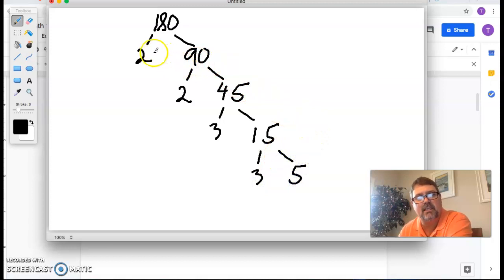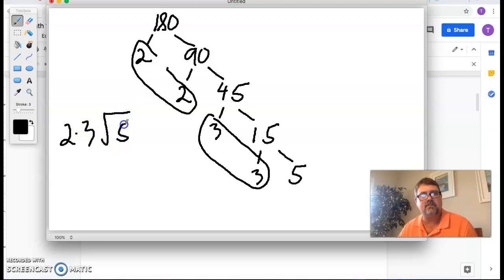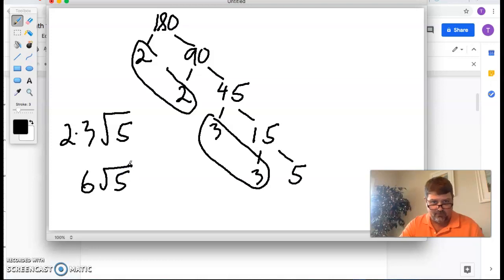Now we know we're done when the leaves of the tree, these are the leaves, are all prime. Okay, so this is done. Now we're going to circle our pairs. A pair of 2s and a pair of 3s this time. And the only thing not circled here is that 5, but he stays inside. So a 2 comes out, a 3 comes out to join it, 5 stays in. So this becomes 6 root 5. All right? And that is how we would simplify the square root of 180.